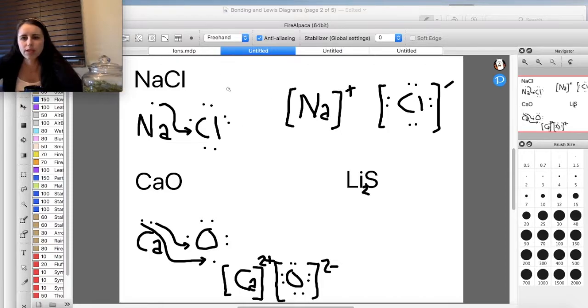What I want to point out here now is the idea of charge balance. +1, -1 adds up to 0. +2, -2 adds up to 0. That's always going to happen in ionic compounds. As a whole, this compound's not going to have a charge. These charges are always going to cancel itself out.